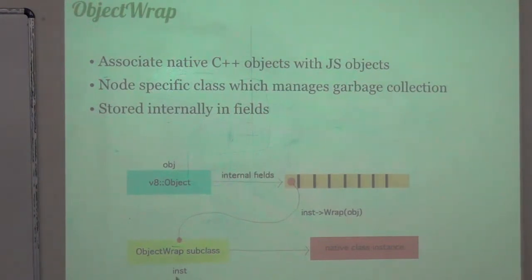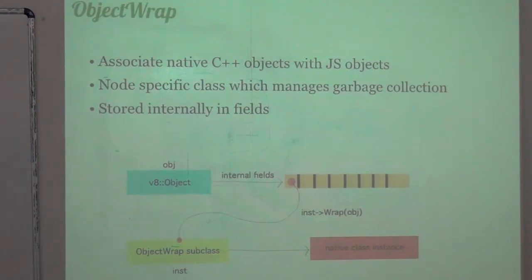And similarly, you have this instance INST of an object wrap subclass which you will create, and then you have the native class instance. So let's say you are having some image processing library, and that library has a class called image, okay? And for every image that you want your JS app to use, you want an instance of the native image class to be created. So in JavaScript, if I do a new image, you want a new image to be created in your native app, native library as well.